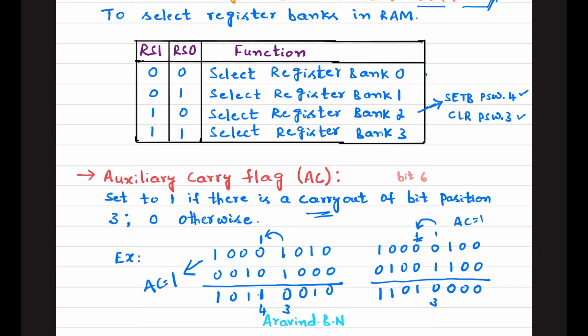Take one more similar example, and I will just make a little bit of variation over here itself. Instead of taking it as 1, I will just make this value equal to 0. Now take the verification. So it is 0 0 1 1 0, carry generated here, and it is 1, and it is 0 0 1 1. So from bit position 3 to 4 no carry is being generated. Therefore in this particular case auxiliary carry flag will be set equal to 0, right? So this is what the auxiliary carry flag is.